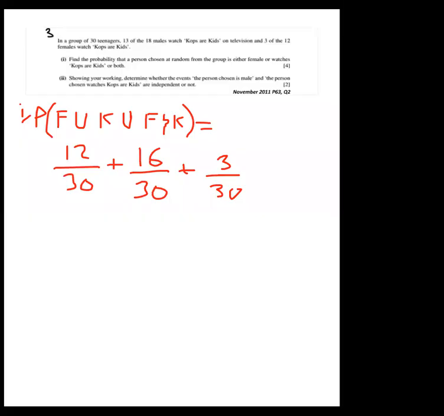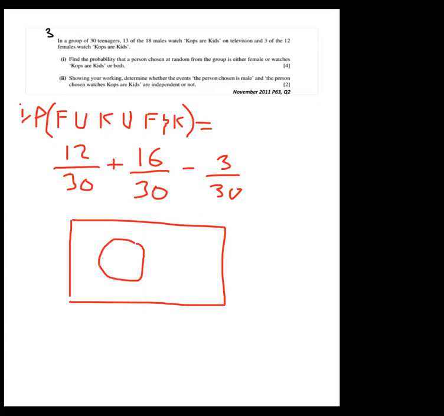Sorry, there's a mistake. There'll be a minus sign over here. The reason is that, for example, if we deal with this using sets, this is the set of females, and this is the set of people who watch Cop Circuits. So when we add, this gave us the probability of all females. So it gave us this shaded region.